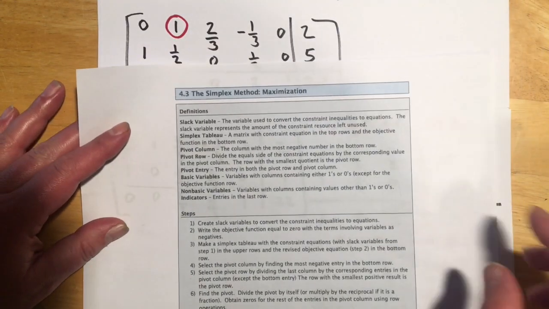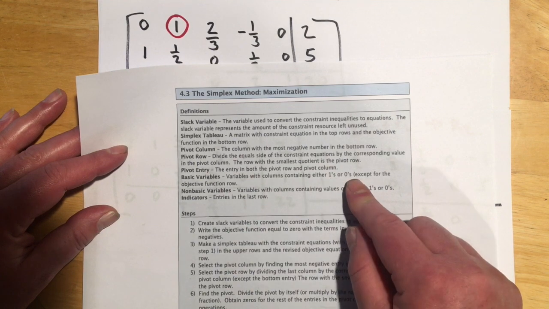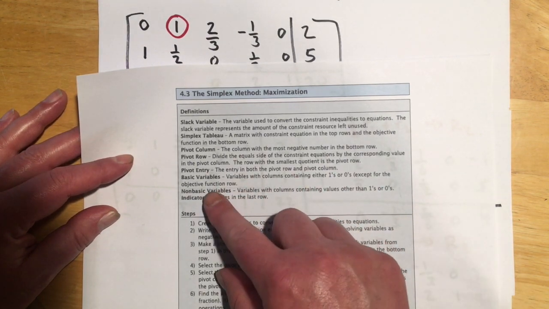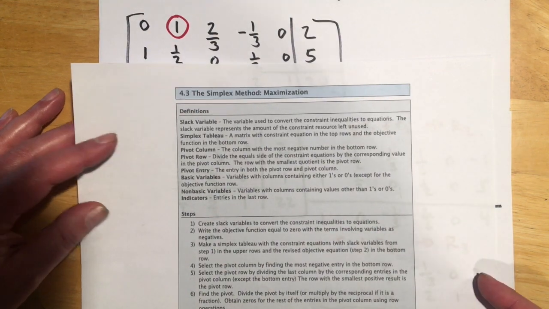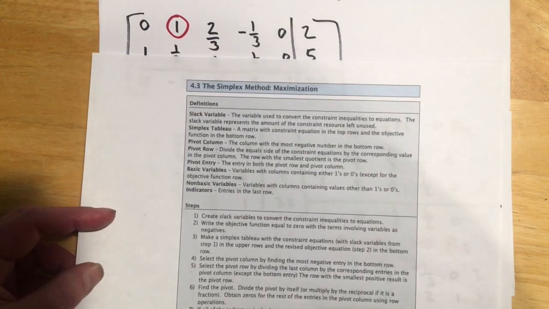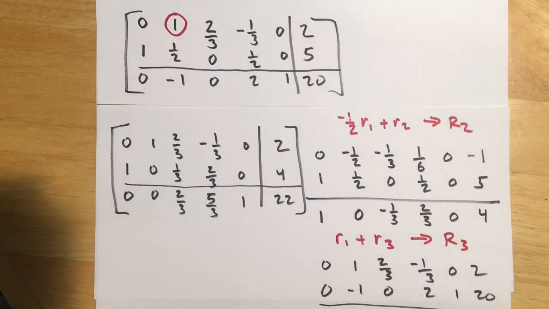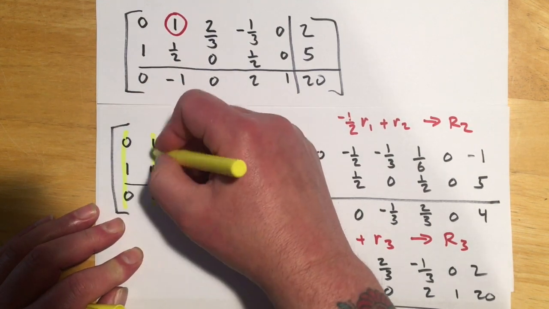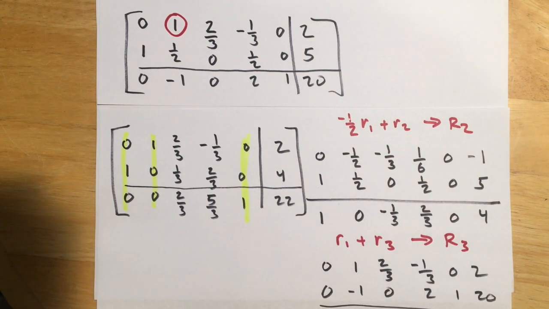And then a couple more definitions. So basic variables, variables with columns containing 1s or 0s, except for the objective function row. And then non-basic are variables with values containing something other than 1 or 0. And so our answers are going to be from our basic variables. So if we look here, this one is all 0s and 1s. This is 1s and 0s. And then that's 1s and 0s.